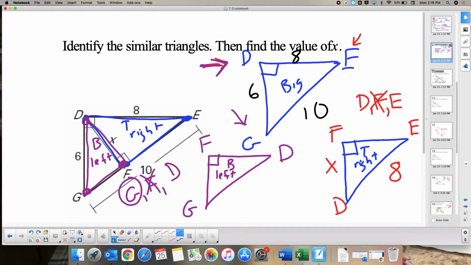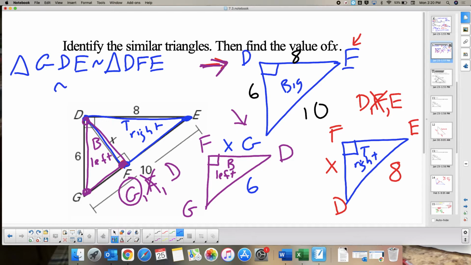Filling in our pieces, we have FG, they don't have anything for. FD was our X, D to G was 6. So first question, identify our similar triangles. Triangle, name your big one. G, D, E. It's similar to triangle, let's do the top right. That would be DFE. Similar to triangle, now we'll do the bottom left. That would be GFD.